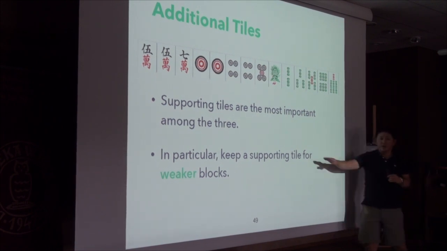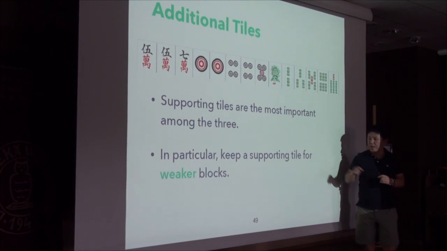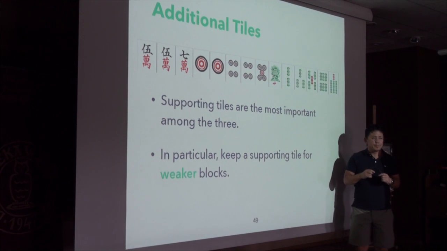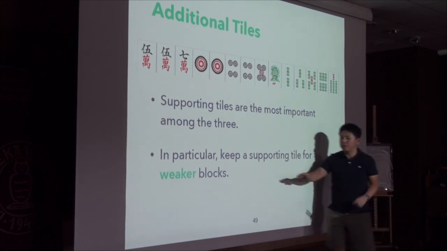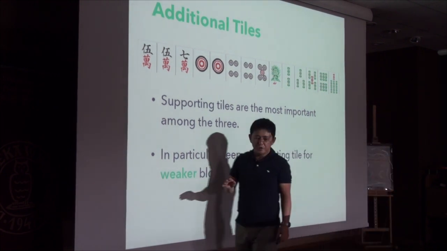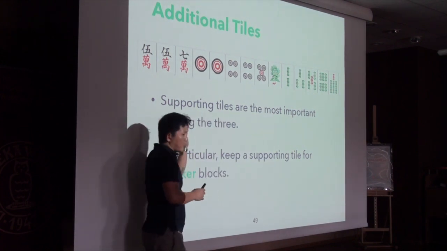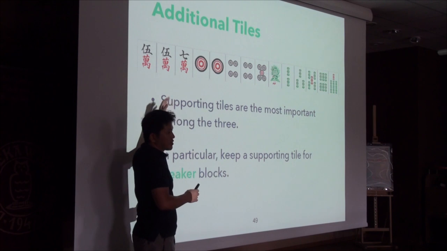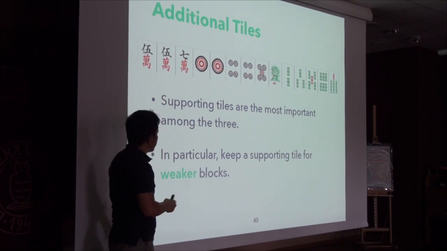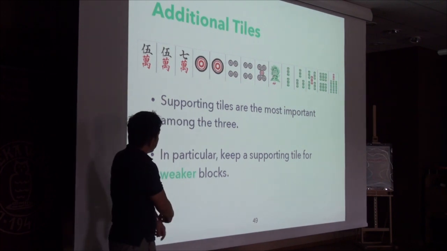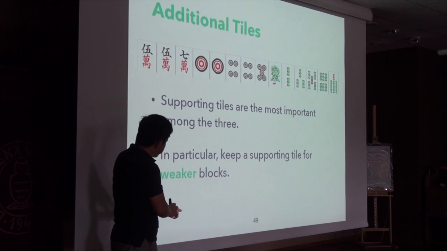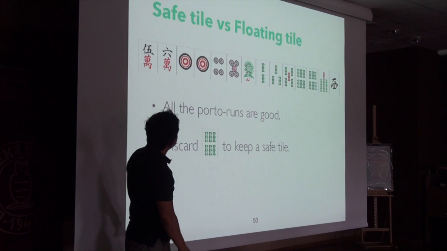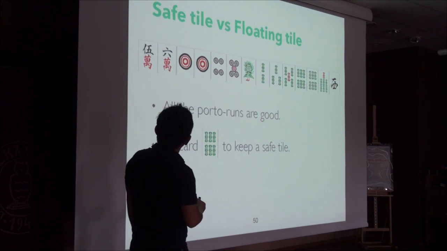In particular, we should keep a supporting tile when you have some weak block in hand, right? Weak blocks are those blocks that are lower in the ranking of blocks, right? The sideways protrans are the strongest blocks, whereas edge-weight are the weakest ones.